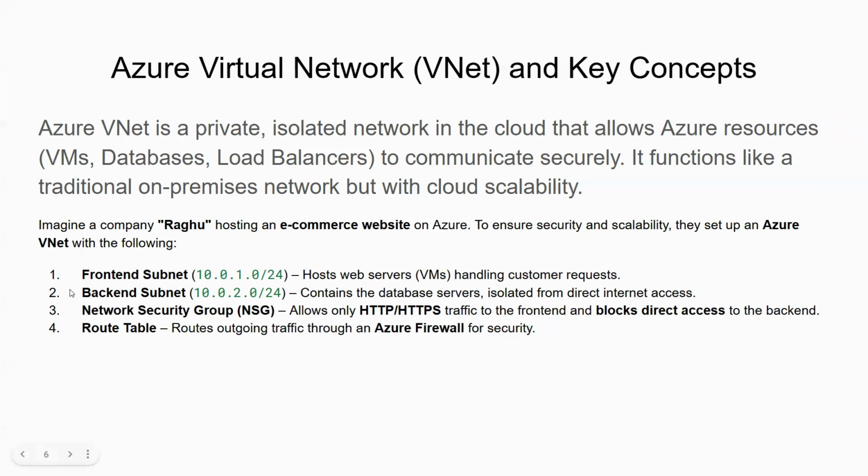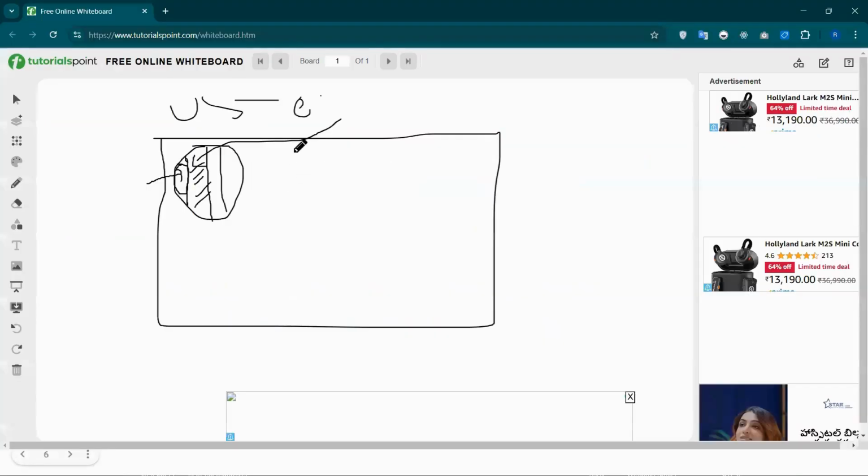We will be having two subnets: a front end subnet and a back end subnet. The front end hosts web servers handling customer requests, so customers can check the products and all. But the back end they can't access, right? How the back end is running, they can't access. The back end contains the databases. So this is a front end and this is a back end.